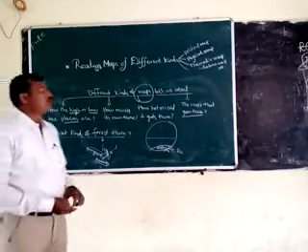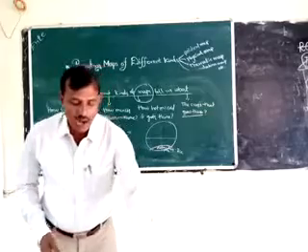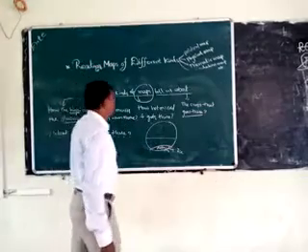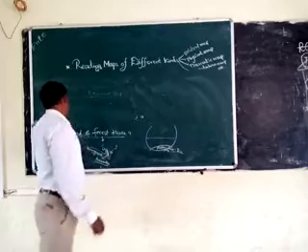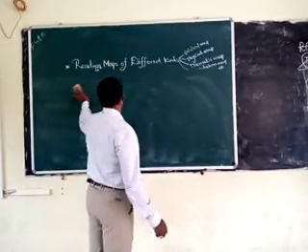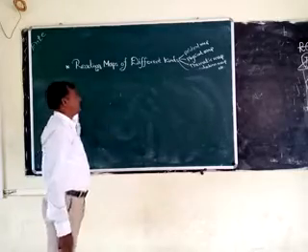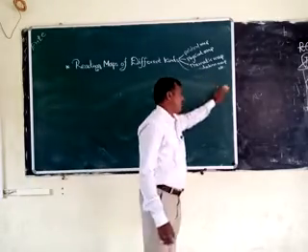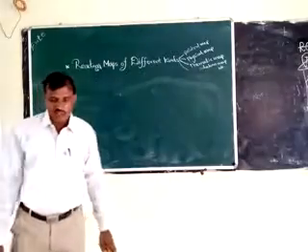How many types of landforms are there? Anybody? Yes, what are they? Plain, plateau, mountains, rivers, etc. These are the natural landforms.